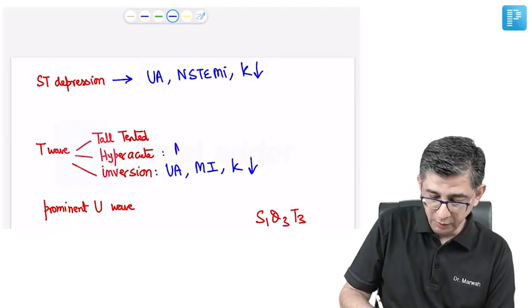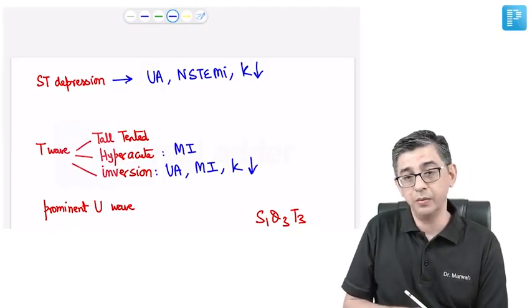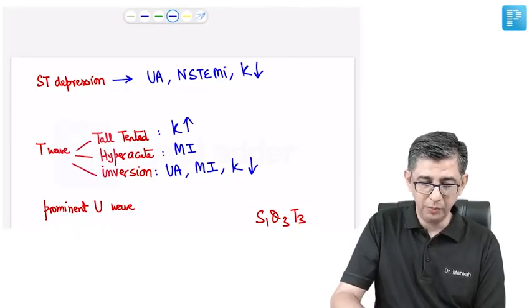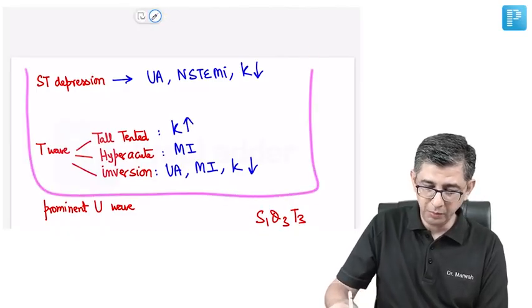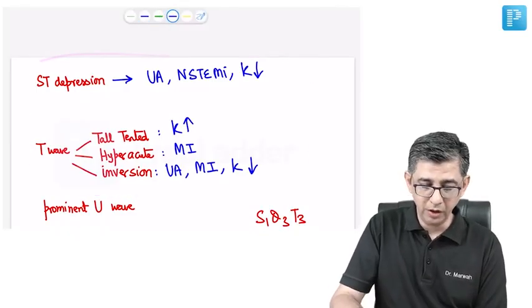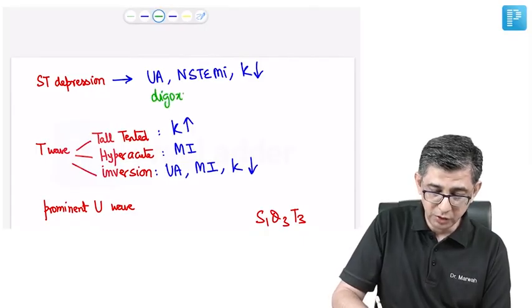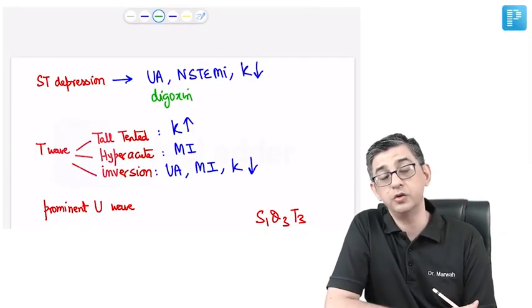Hyperacute T waves is anyway MI, that is ST elevation MI predominantly. Tall tented T waves is hyperkalemia. So this particular part I think still can be easily remembered. And now I'll introduce a drug here which is to be remembered also with the same aggression as you are remembering the remaining informations, that is digoxin.